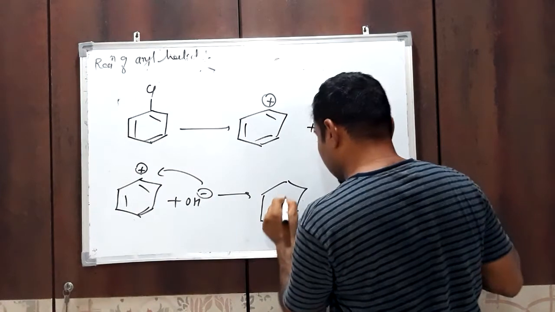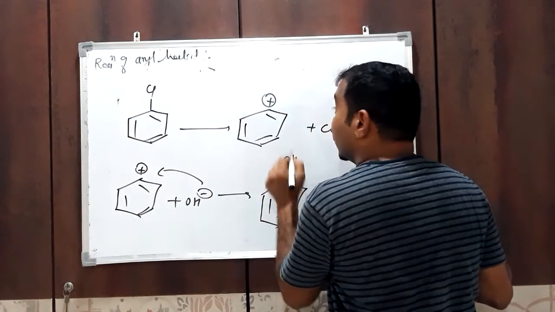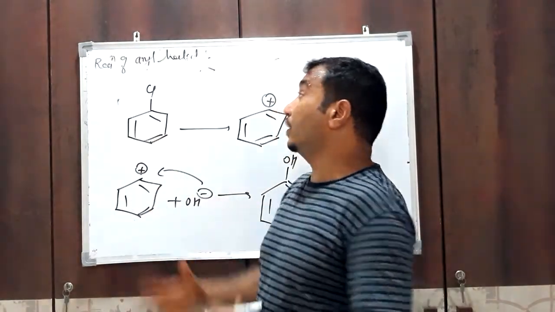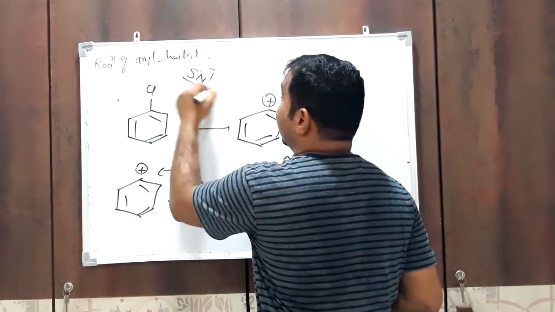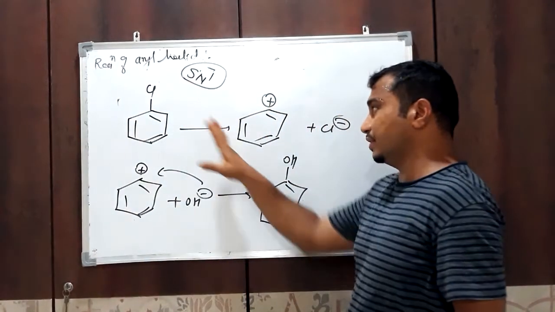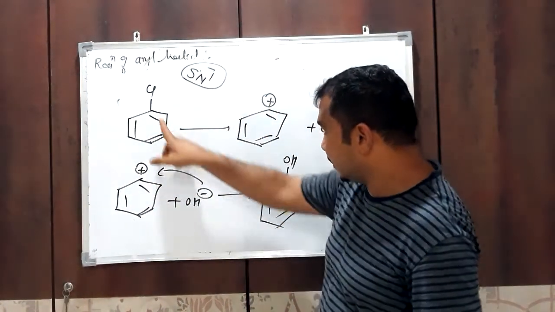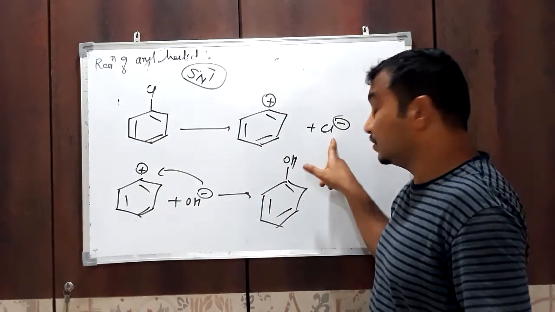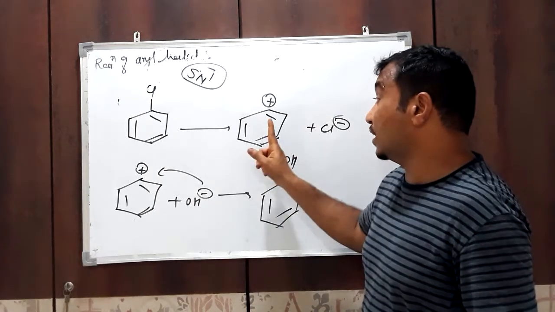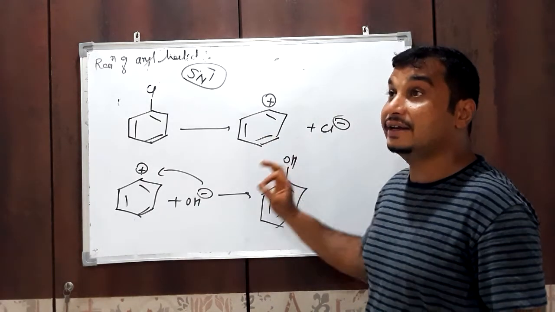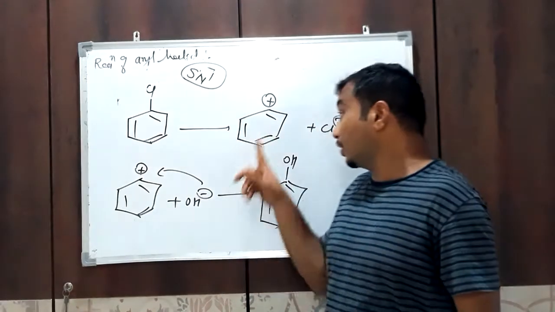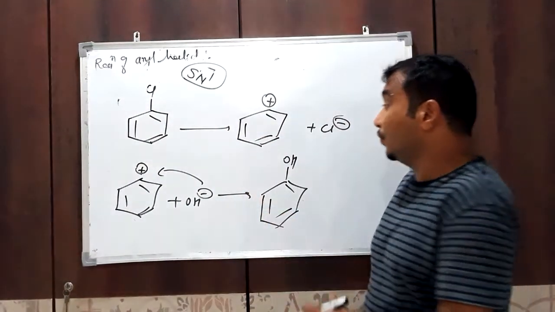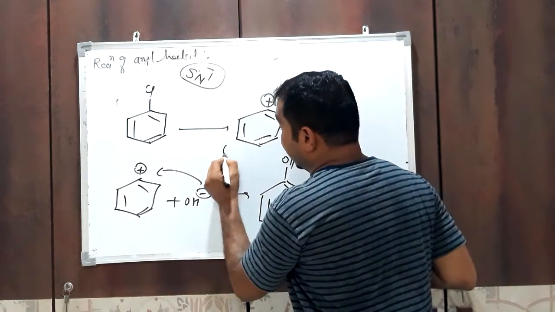See, if chlorobenzene follows the SN1 reaction, then these are the steps involved. The first step is ionization. In this ionization step, the carbon halogen bond will break first to give carbocation and Cl minus, but this carbocation is highly unstable. This carbocation is highly unstable and will not form easily.